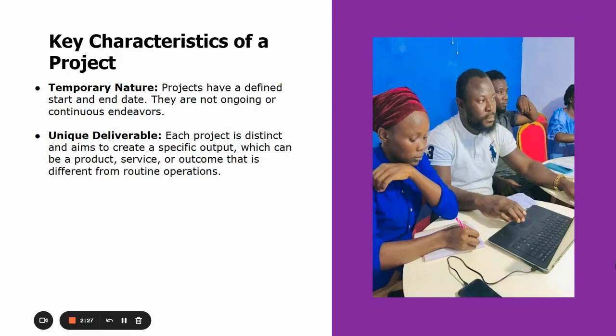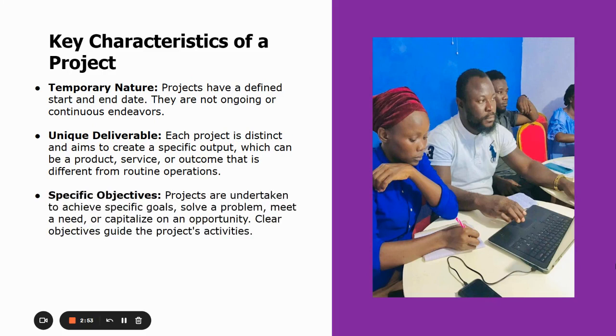Now, projects are implemented to achieve a unique deliverable. Every project is different and distinct and unique, and every project we implement seeks to achieve specific outputs, which are the results that we achieve at the end of the project. These outputs can either be a product, it could be a service, or some changes that we want to see in the environment, within organizations, or so on.